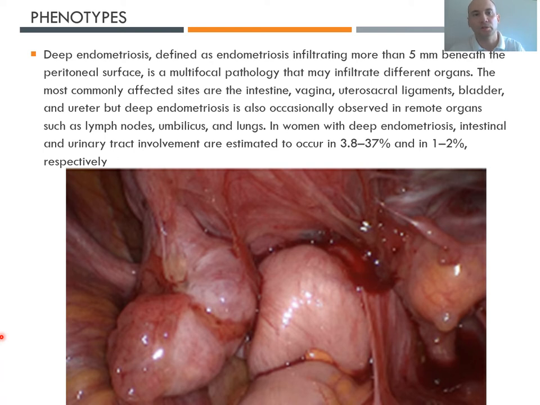Deep endometriosis, defined as endometriosis infiltrating more than 5 mm beneath the peritoneal surface, is a multifocal pathology that may infiltrate different organs. The most commonly affected sites are the intestine, vagina, uterosacral ligaments, bladder and ureter, but deep endometriosis is also occasionally observed in remote organs such as lymph nodes, umbilicus and lungs. In women with deep endometriosis, intestinal and urinary tract involvement are estimated to occur in 3.8 to 37% and in 1-2% respectively.